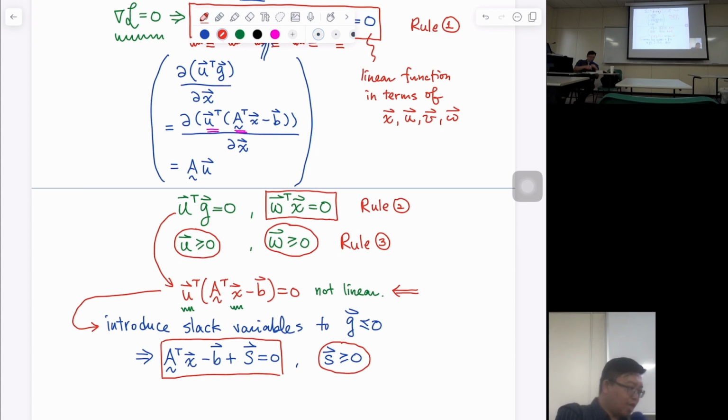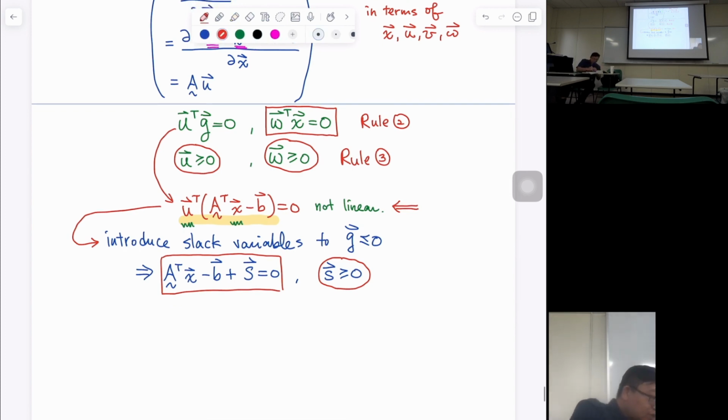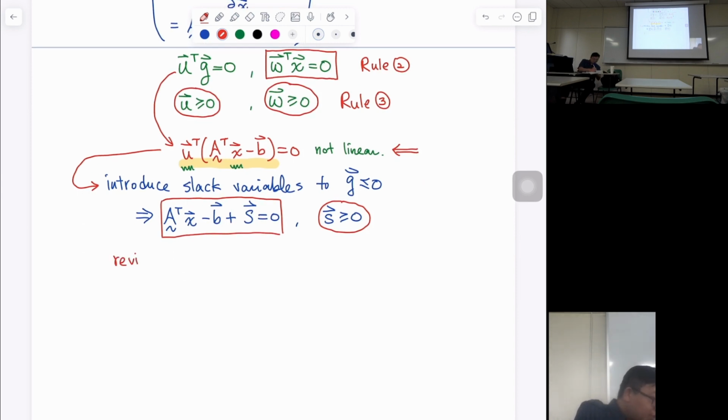Okay, so we can then go back to see what we had earlier. This is what we had right here. This is what we had, because that was the equation that we couldn't handle. So once we introduce slack variable, we can go back and take a look. Revisit U times A transpose X minus B equals to zero. So basically plug in. At the end, we have something like this.